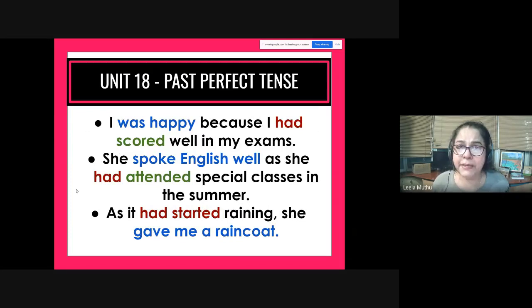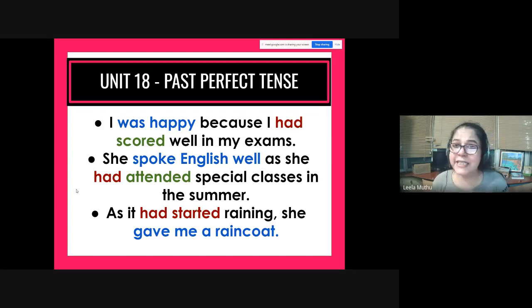I was happy because I had scored well in my exams. Obviously, you scored well and then you were happy, right? So "had scored well" is the first action, and then you showed that you were happy. The next action is I was happy. So supposing they tell you to identify the past perfect, you know immediately because it has "had" in front of it, followed by the past participle.